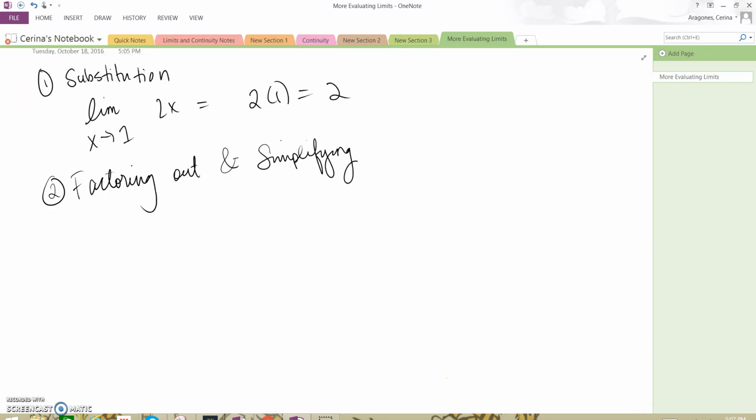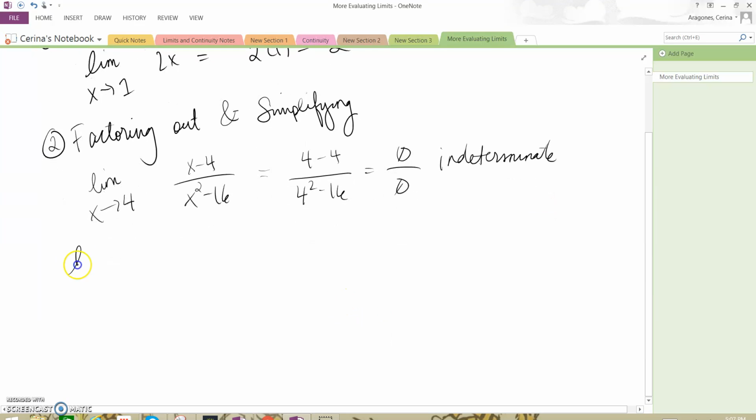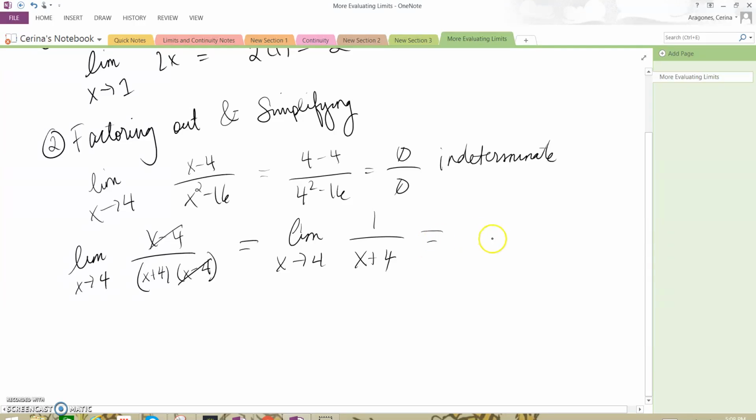which you might need to do when you get something like the limit as x approaches 4 of x minus 4 over x squared minus 16. If I plug in 4 here, I would get 4 minus 4 over 4 squared minus 16, which is 0 over 0. This is an indeterminate value, and it doesn't tell you what the limit is. So what you can do instead is you can factor out. So you can factor x squared minus 16 into x plus 4 times x minus 4. Cancel out common terms, and you're left with the limit as x approaches 4 of 1 over x plus 4. Now we can substitute: 1 over 4 plus 4 is equal to 1 over 8.